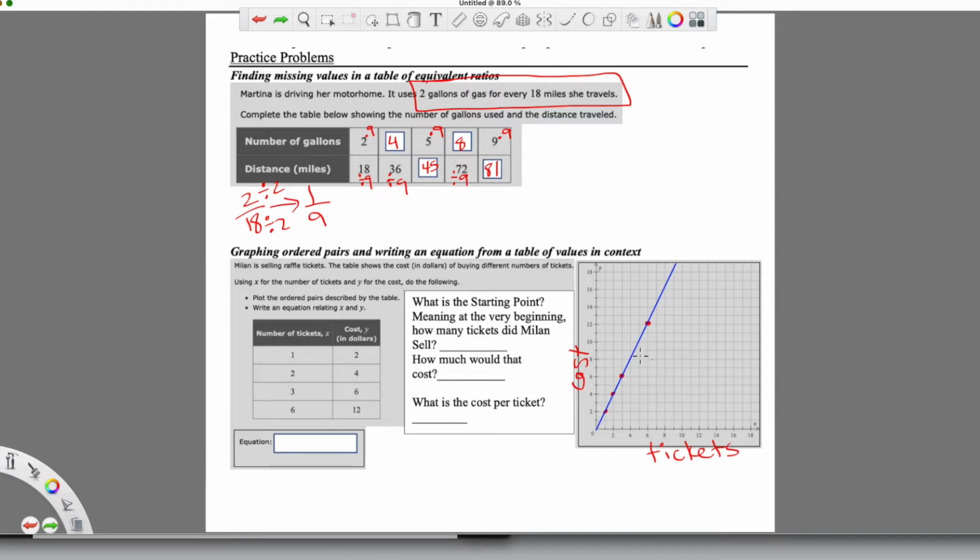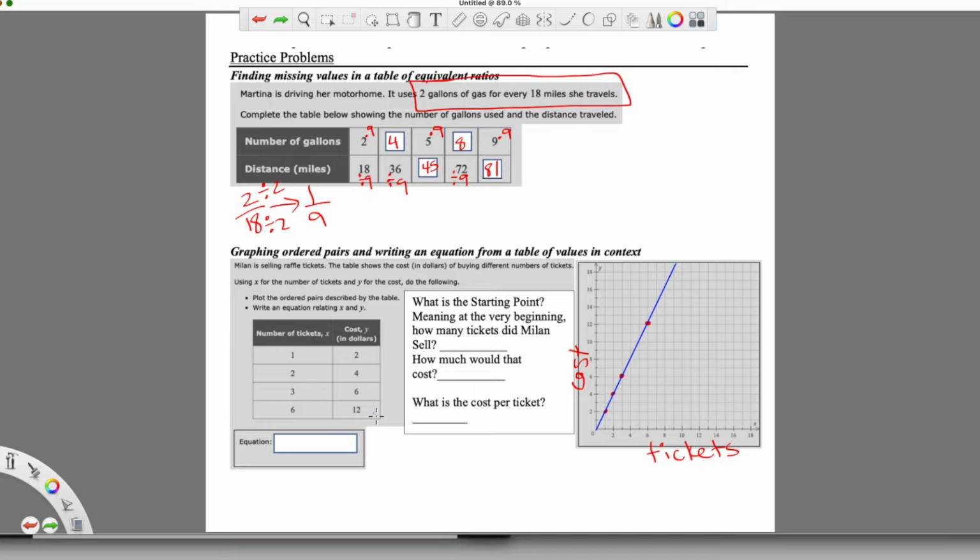So now we have to ask a question. We need a starting point to start writing our equation. I need somewhere to start from. So what that means is at the very beginning, how many tickets did Milan sell? And a lot of students will go back and go, oh, 1 ticket, because that's the beginning of the chart. I'm not talking about the beginning of the chart.